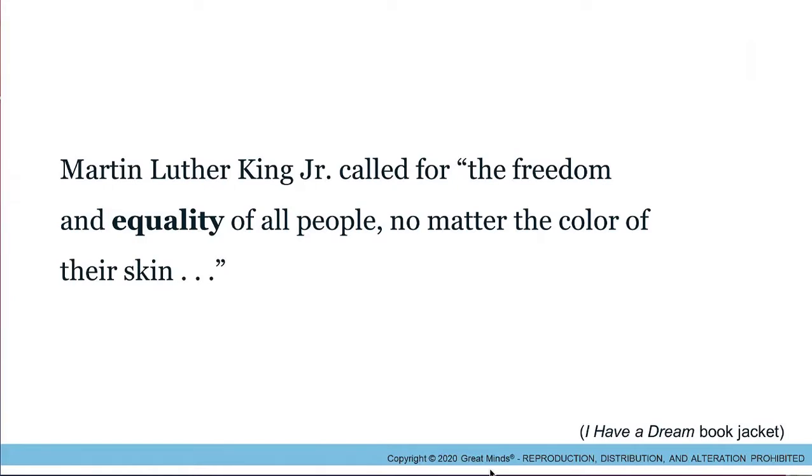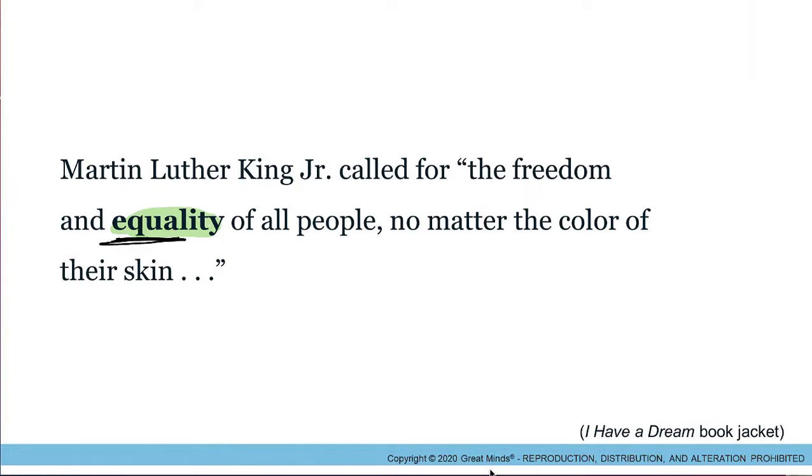Okay, this is from our I Have a Dream book. Martin Luther King Jr. called for the freedom and equality of all people, no matter the color of their skin. We're going to be looking at the word equality today. What do you notice about the word equality? Yeah, it has the word equal in it. It's also like the word freedom.